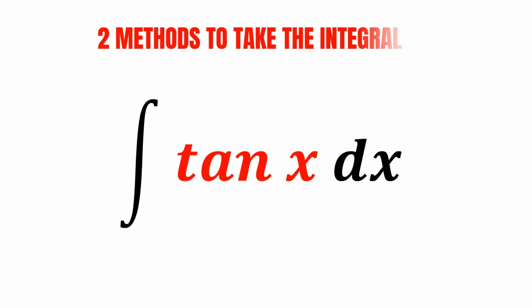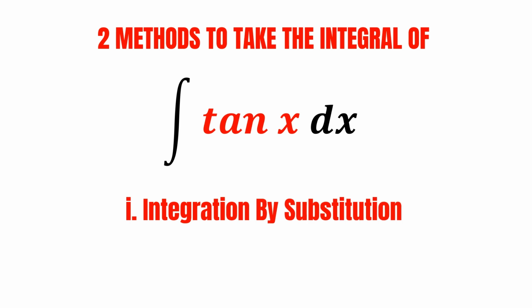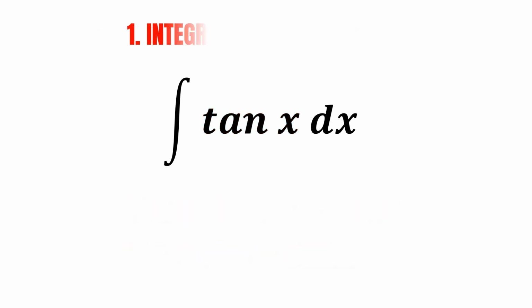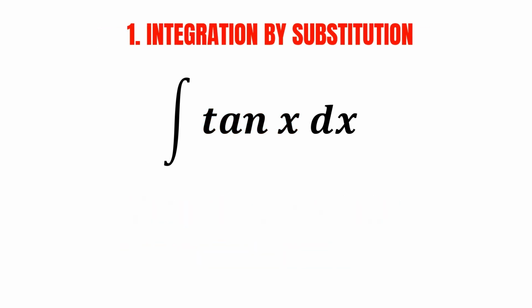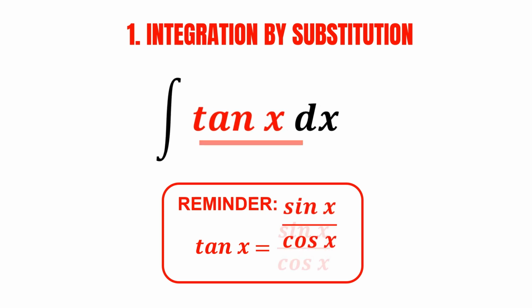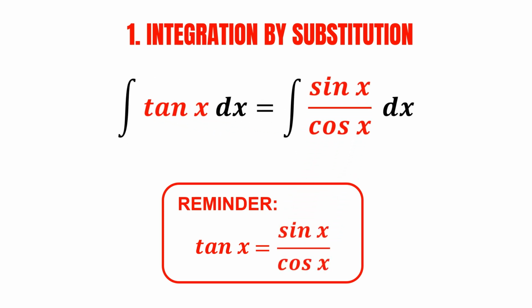There are two main ways for taking the integral of tangent of x, which are by applying the substitution method and integration by formula. Let us begin by using the first method, which is the usual method, integration by substitution. Before we start solving, let's remember that tangent x is equivalent to sine x divided by cosine x. Therefore, we can rewrite the function in this form.